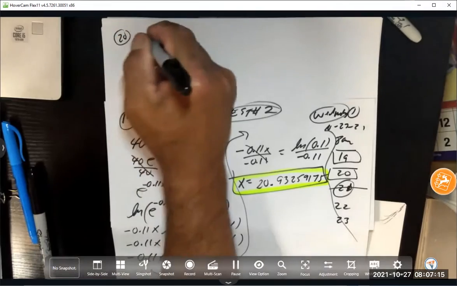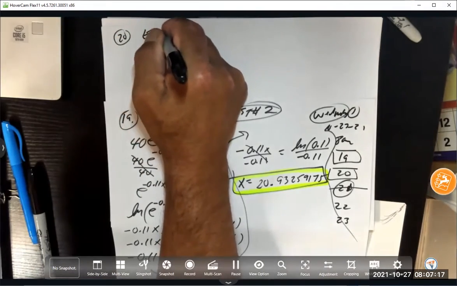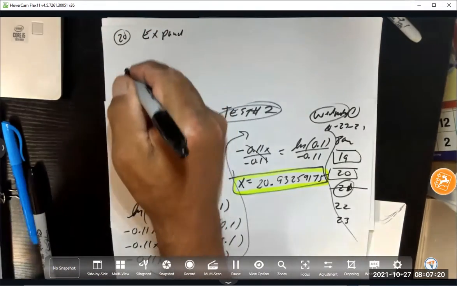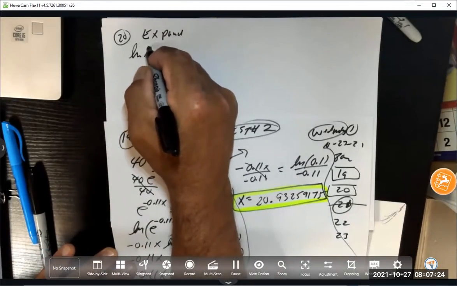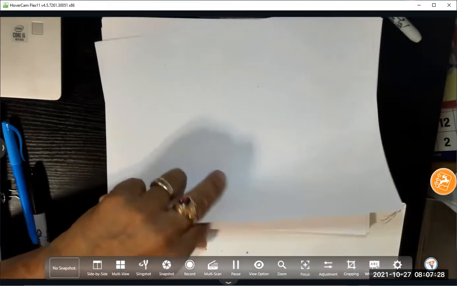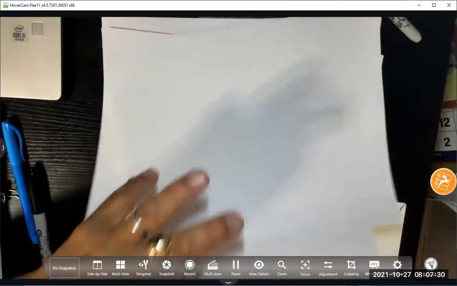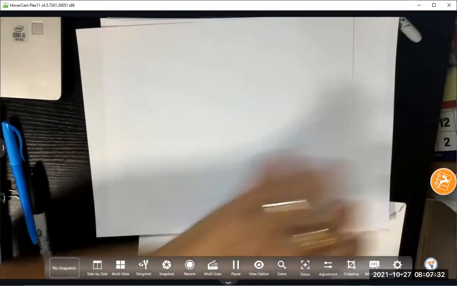Number 20, it says expand, and it says to use the formulas. Let me write them down here. Write the formulas first, and then we'll use them. That's the best way to do it.